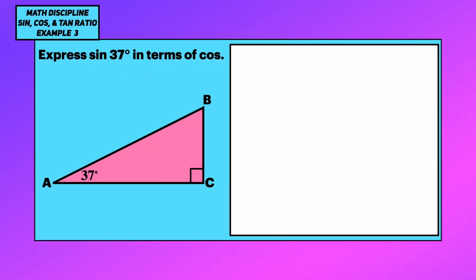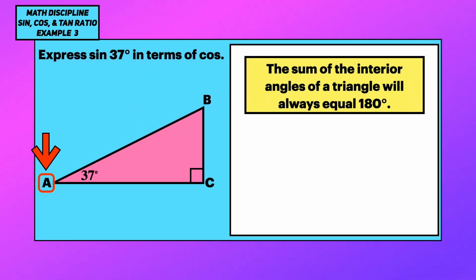Example 3. Express sine of 37 degrees in terms of cosine. What this means is that we are being asked to write an expression using cosine that is equivalent to the sine of 37 degrees. In our triangle, we can see that angle A is the 37-degree angle. We don't know what the measure of angle B is just yet, so let's figure that out. The sum of the interior angles of a triangle will always equal 180 degrees. So let's use that information to find the measure of angle B.